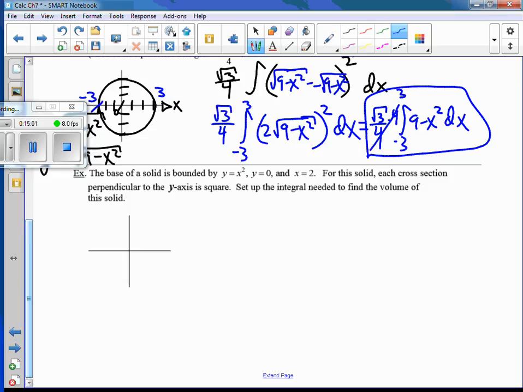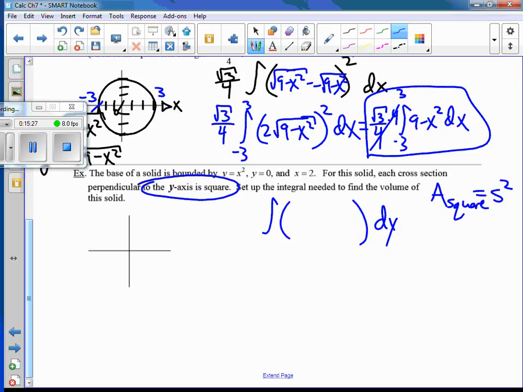Now this one's slightly different because if you notice, it says the cross sections are perpendicular to the y-axis, and it says that the shapes are squares. So remember, because it says perpendicular to the y-axis, we're going to integrate with respect to dy. Now remember that we need to integrate area in order to get volume. So what's the area of a square? Area of a square is just side squared. So I'm just going to put my little parentheses, my square, because this right here represents the side of the square. And we're going to get that from the two functions that we're about to graph right now.